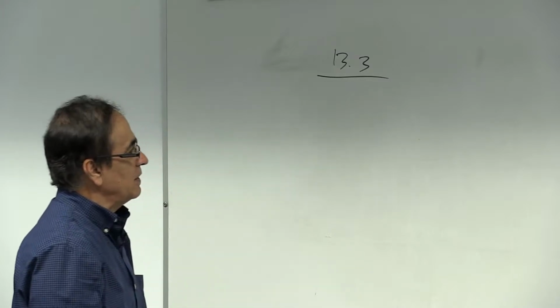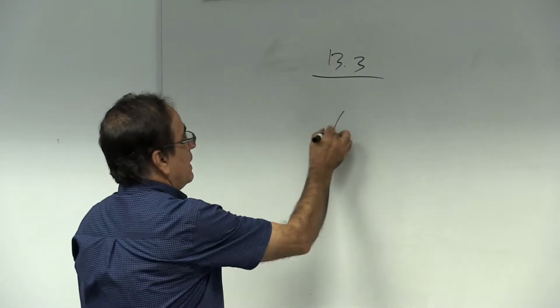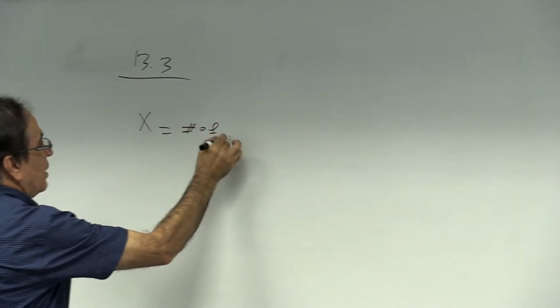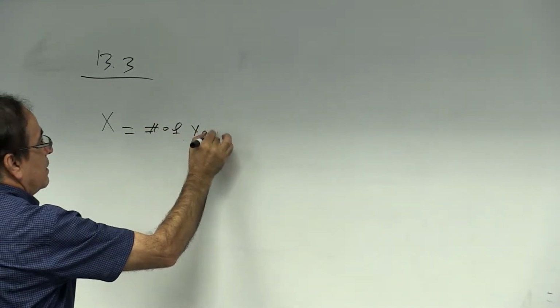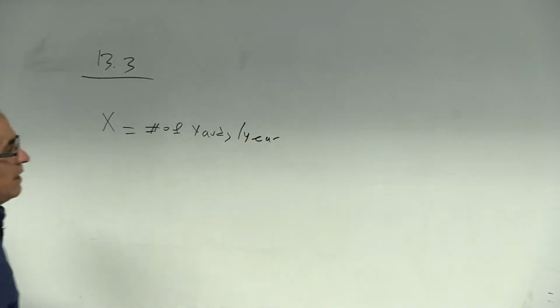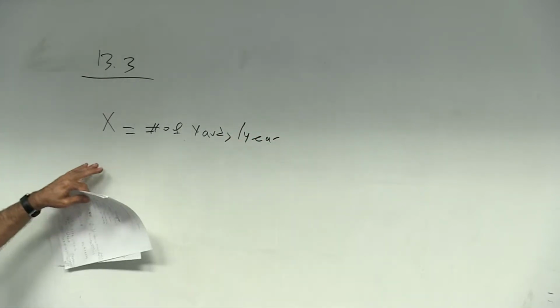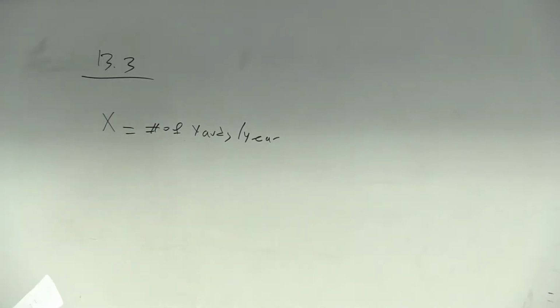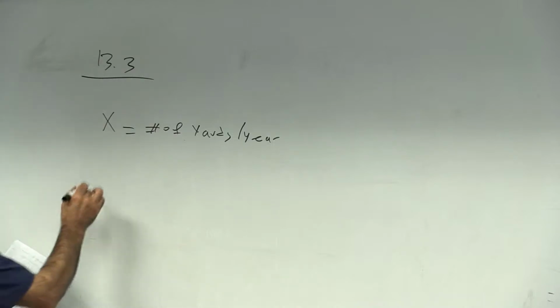So what I'm going to do here is define X, the number of yards that you're going to produce per year. Then I'm trying to come up with the annual costs for the manual and also the automated. So I'm going to start with the manual first.